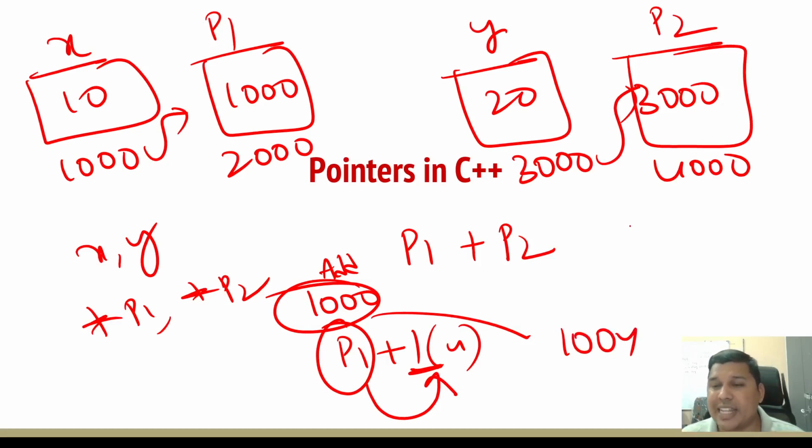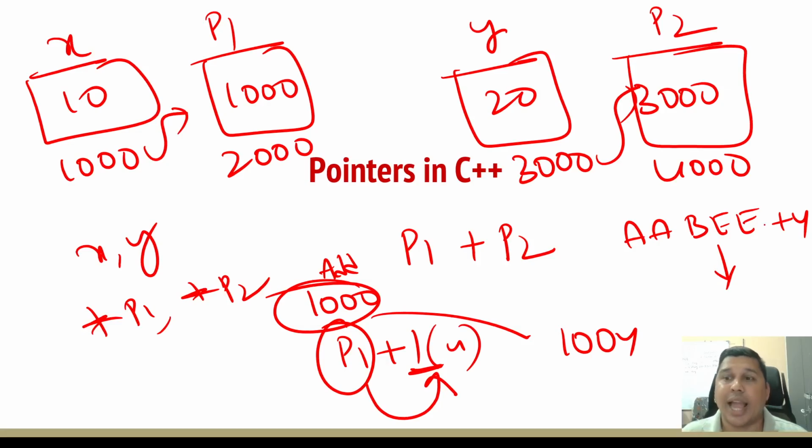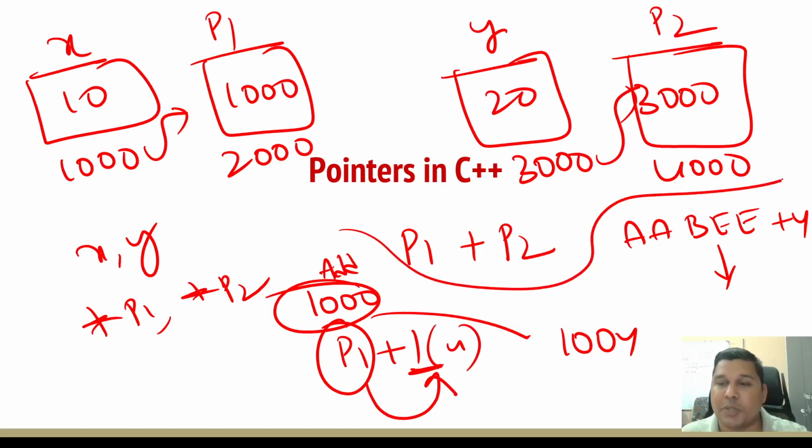When there is some hexadecimal format, maybe AABBE, this is my address allocated for me. Plus 4 means it will go to the next block. Actually, it will not add 4. Since this point has come, sorry, I am just deviating. We will talk about p1 plus p2 later.